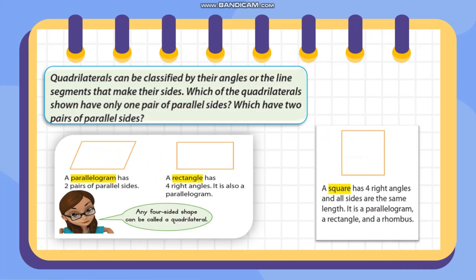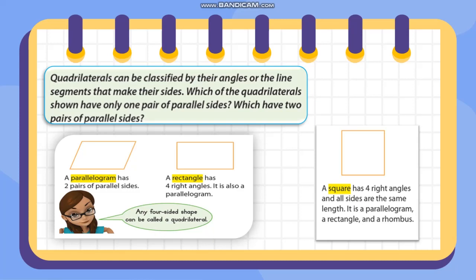When we say quadrilaterals, they can be classified by their angles or the line segments that make their sides. So which of the following quadrilaterals show only one pair of parallel sides and which have two pairs of parallel sides? Again, when we say quadrilateral, it means any four-sided shape, having four sides or having four angles, that is what we call a quadrilateral.